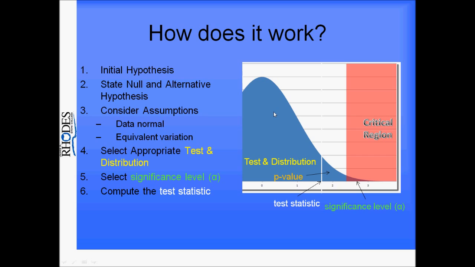So the test statistic is computed, and that's what's basically going to tell us whether we're different or not. That statistic, if it's in the critical region, then you would say we reject the hypothesis. If it's not in the critical region, like it's showing here, then you would say it fails to reject.